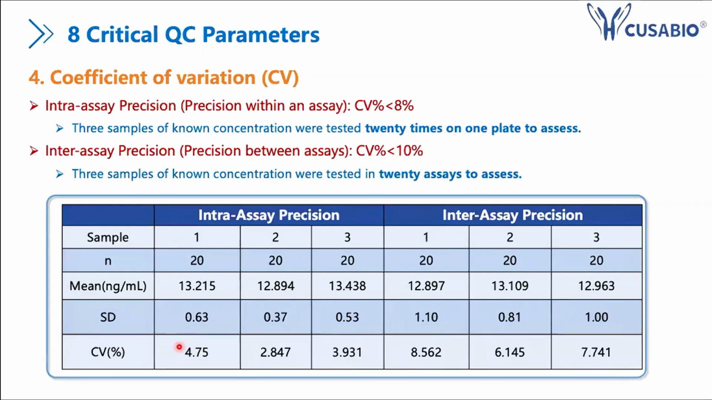As you see, for the intra-assay CV, the number is less than 8%. And for the inter-assay CV, the number is less than 10%. For our CUSABIO kits, we always have this requirement for all the kits.